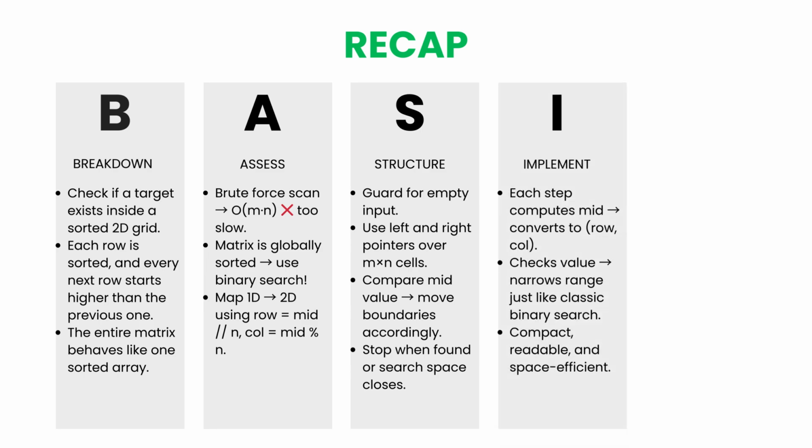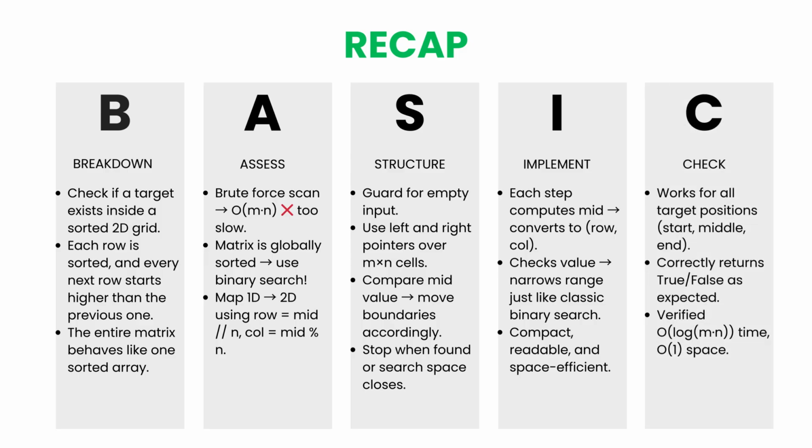Implement recap. During implementation, we guarded against empty input, then built a clean binary search loop. Each step calculated mid, mapped it to row and column, and compared the value. The solution stayed compact, efficient, and easy to follow. Check recap. When we ran through multiple test cases, every result matched perfectly. The function correctly returned true for existing values and false for values that were missing. All outputs confirmed the O of log of m times n performance and flawless index mapping.